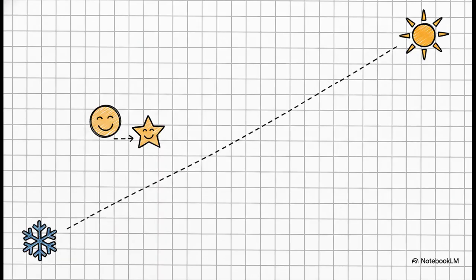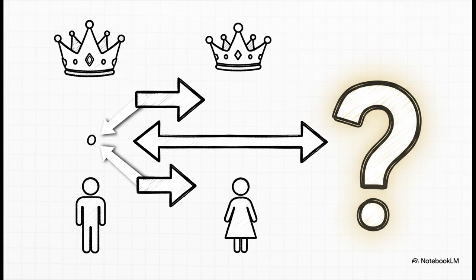Seriously, picture a giant, multi-dimensional space. In this space, words that have similar meanings, like happy and joyful, are located really close together. They're practically neighbors. And words with opposite meanings, like hot and cold, are super far apart. The embedding vector is the GPS coordinate that tells the AI exactly where to find any word on this crazy map.